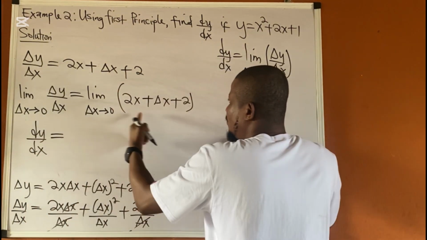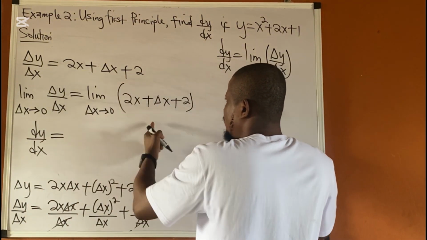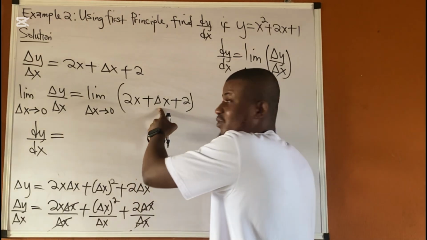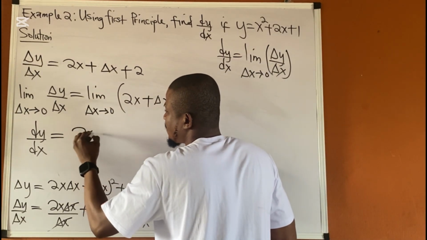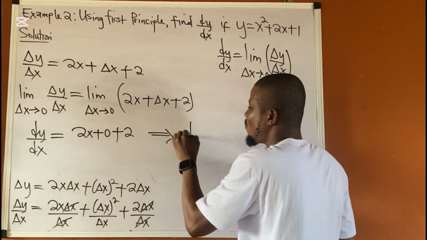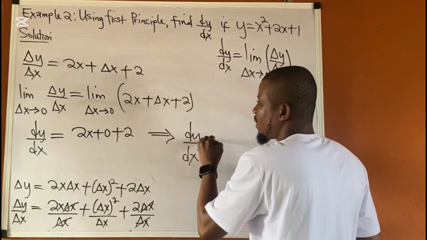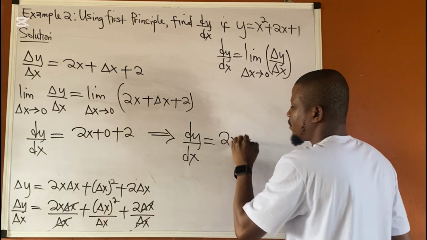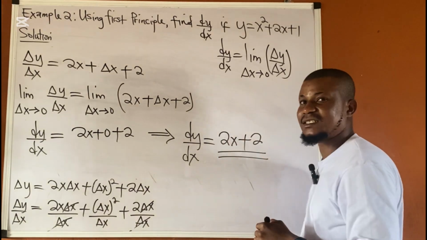And on the right hand side, we take a limit on this expression here. Wherever we see change in x, we write 0. So this will be 2x plus 0 plus 2. This means that our dy dx is 2x plus 2. And that is our derivative.